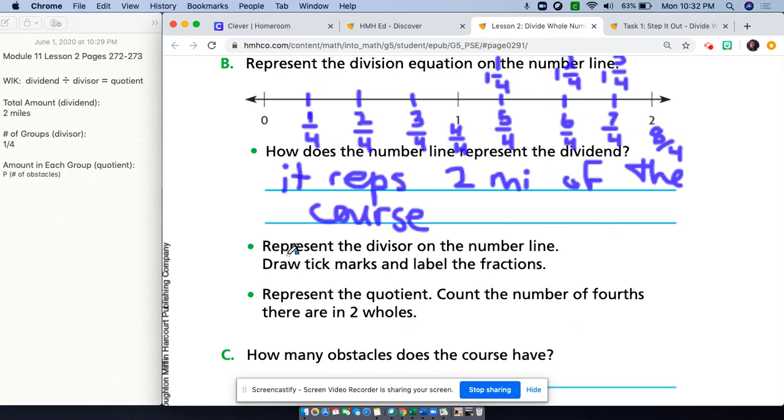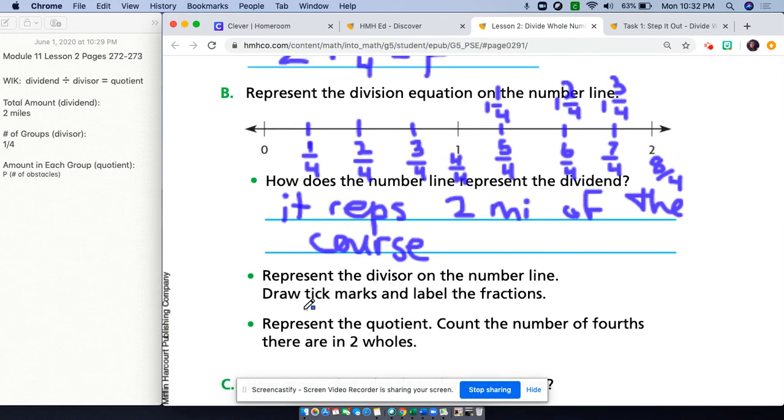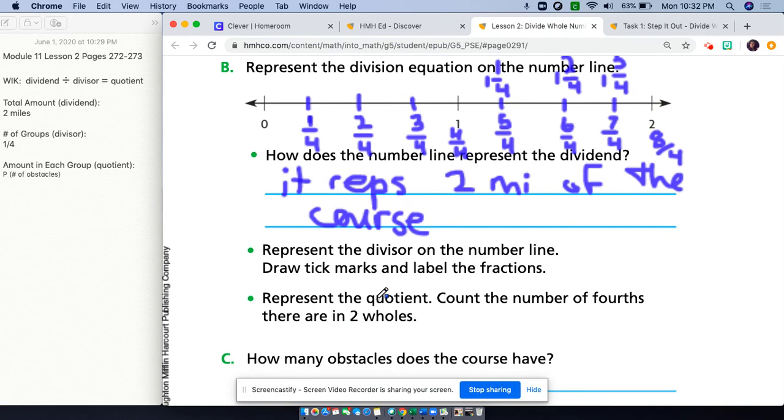Part B says represent the divisor on the number line. I just did by cutting it up into fourths. I drew tick marks and I labeled them with fractions. Now it says represent the quotient. How do I represent the quotient?